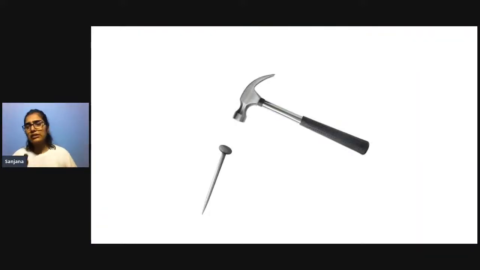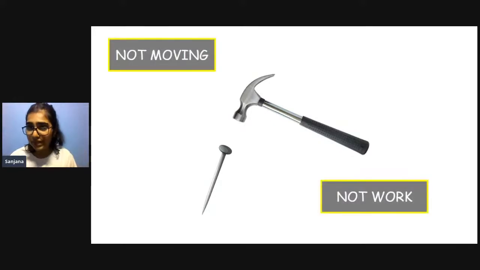So before learning about kinetic energy, let's take this example. There is a hammer above a nail, and it's very simple. The hammer isn't working. I have just taken this hammer and put it above the nail. Because I'm putting the hammer above the nail, tell me, will there be any work? I have not moved the hammer. I have just placed it above the nail. So obviously the hammer is not moving.